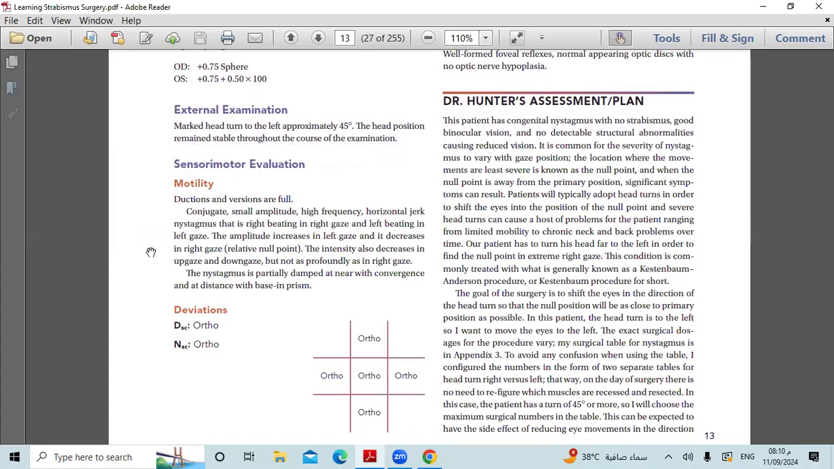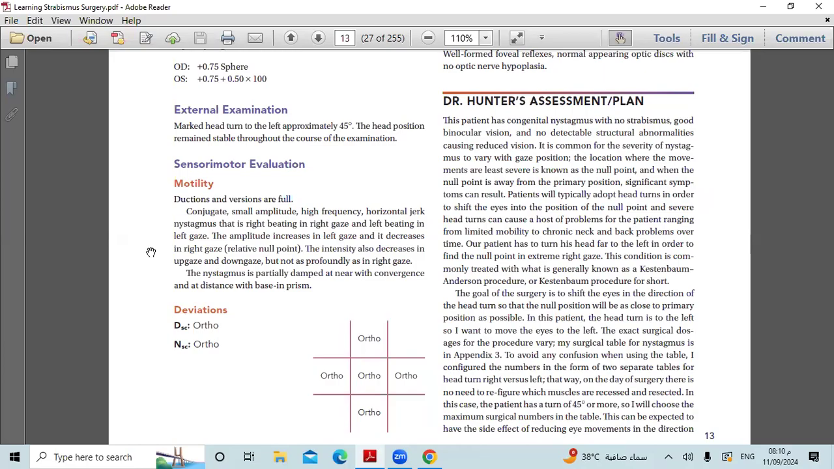Dr. Hunter's assessment and plan: This patient has congenital nystagmus with no strabismus, good binocular vision, and no detectable structural abnormalities causing reduced vision. It is common for the severity of nystagmus to vary with gaze positions. The location where the movements are least severe is known as the null point. And when the null point is away from the primary position, significant symptoms can result.